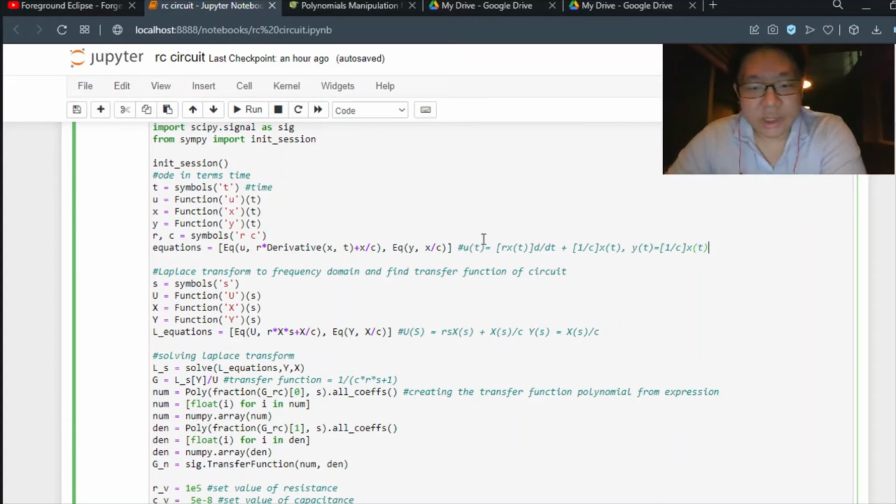We can do this by using either the Fourier transform or the Laplace transform, and we're going to use the Laplace transform.